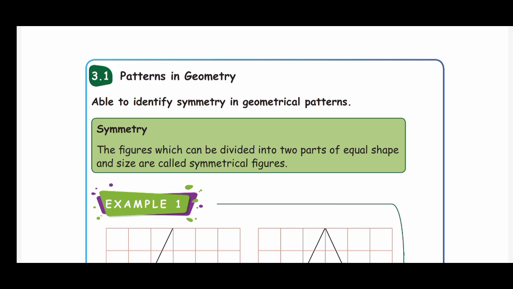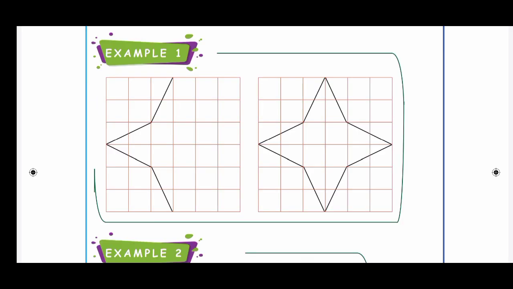Let's see example 1. Here the star shape is divided into equal halves. So they have drawn the remaining half. We can divide it into two equal halves or more than two equal halves.